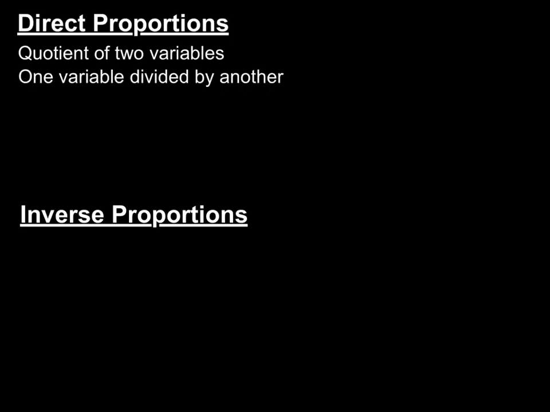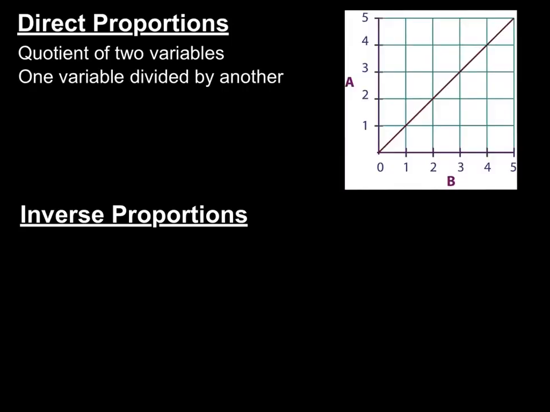These are direct and inverse proportions. Direct proportions are where you have a quotient of two variables, or one variable divided by another variable. The graph of direct proportion is a straight line. An example of direct proportion is density, where mass is divided by volume.